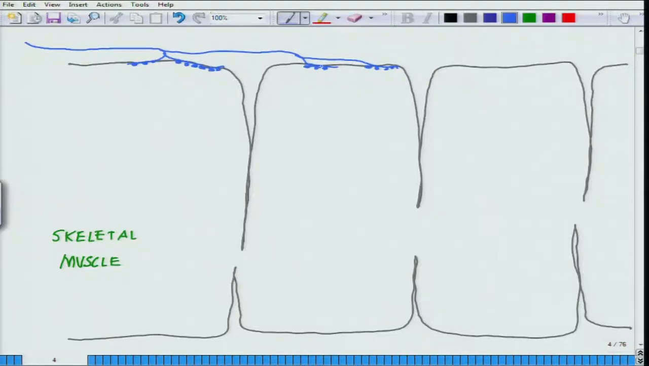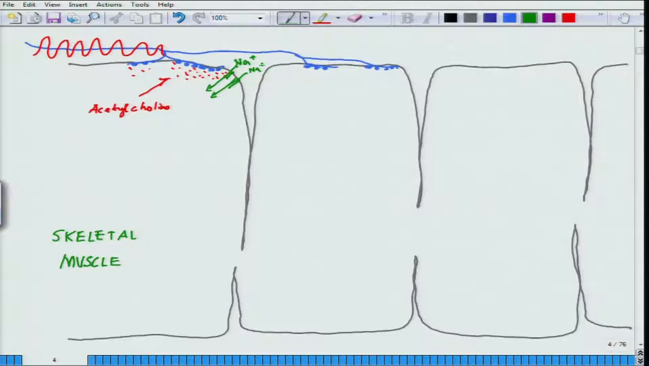Now here comes an electrical impulse. It reaches here. Once it reaches here, what does it do? It leads to the release of neurotransmitters. In our situation we are talking about acetylcholine. Acetylcholine secretion leads to the opening of ion channels out here, the cation channels. These cation channels lead to the entry of sodium inside the muscle.